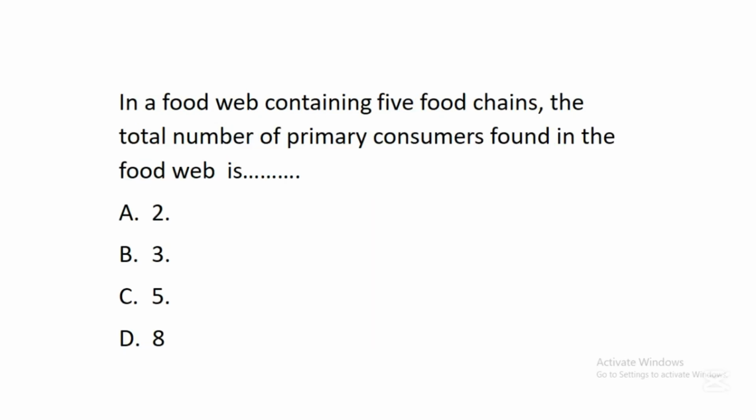The next question says, in a food web containing 5 food chains, the total number of primary consumers found in the food web is dash. A. 2, B. 3, C. 5, D. 8. In this question, the correct answer is C. 5. So, in a food web containing 5 food chains, the total number of primary consumers found in the food web is 5.